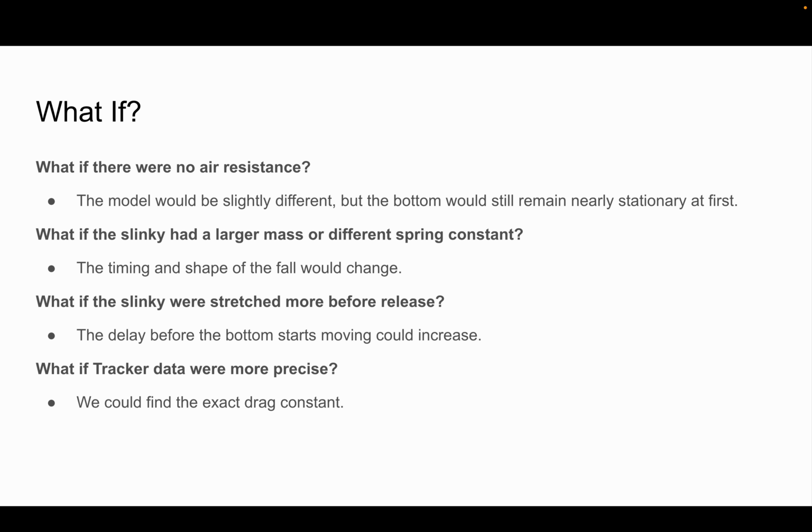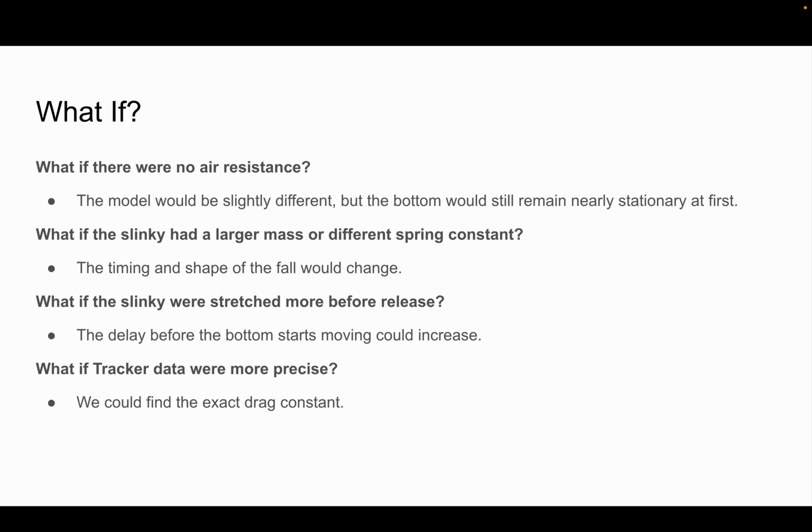And some what ifs. What if there was no air resistance? The model would look different. What if the slinky had a larger mass? The timing and the shape of the fall would change, right? If you had a very heavy slinky, the top would fall quicker, and that would impact how the model looked. What if the slinky were stretched before the release? The delay before the bottom moves would be longer, it would take longer for the slinky to fall, and so the bottom would stay stationary for longer.